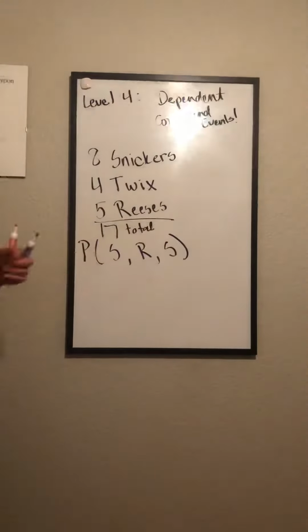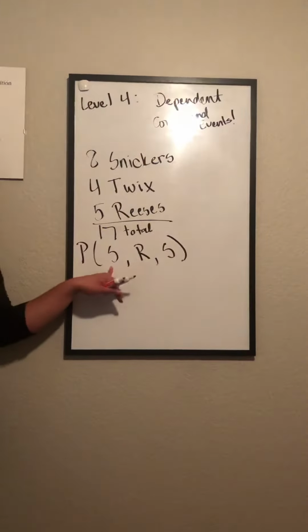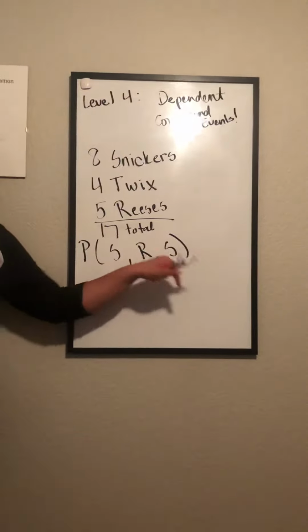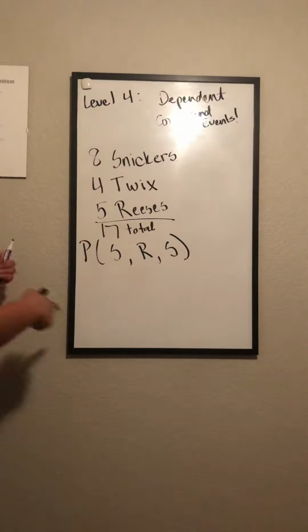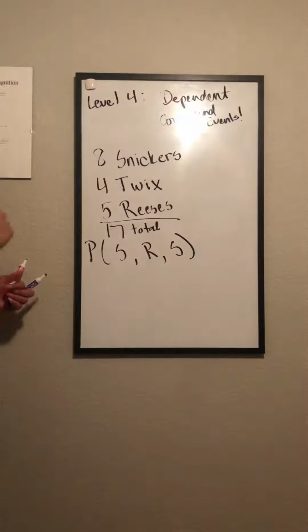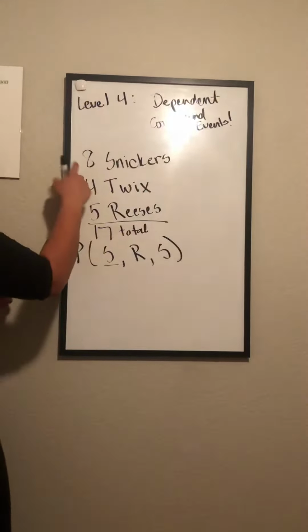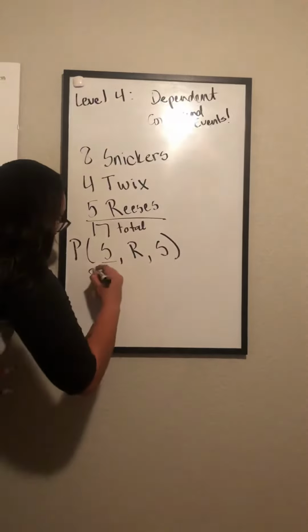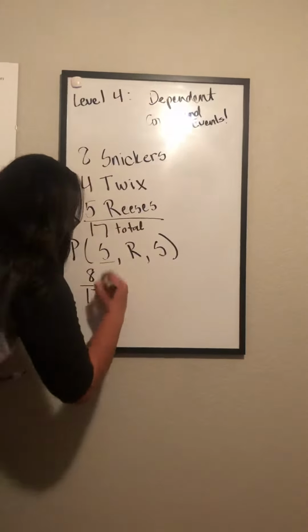So the probability that I want you to find is the probability that you get a Snickers first, eat that, a Reese's, eat that, and then another Snickers. Because I'm eating every time, the total number of candies is going to decrease. So my first probability is the probability of eating a Snickers. If I know that there's 8 Snickers total, I'm going to go 8 over however many candies I had, which is going to be 17.